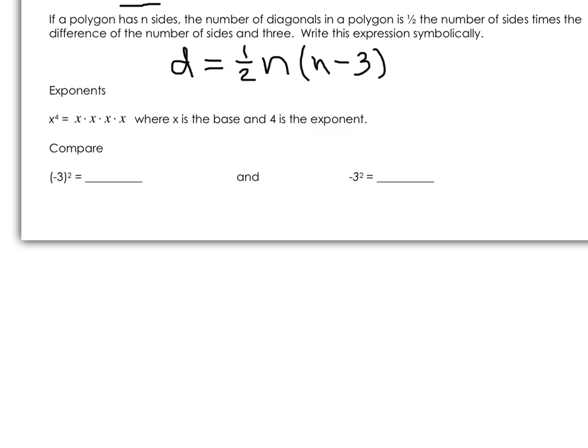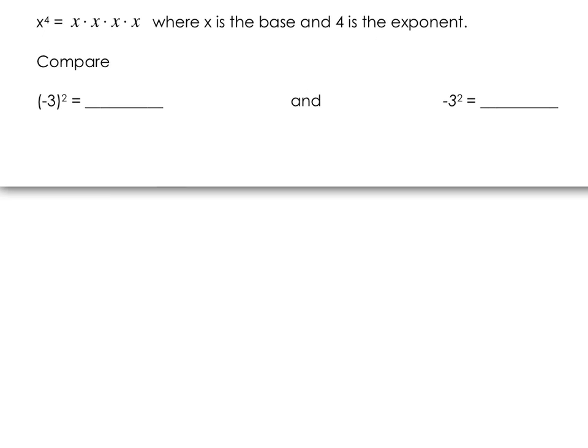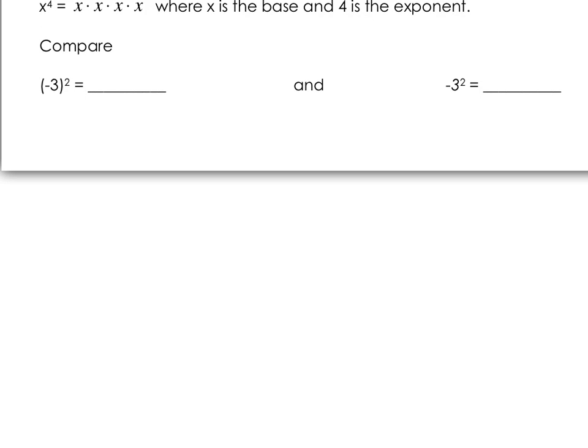What about exponents? If you have x to the fourth, that means x times x times x times x. X is the base and 4 is the exponent. So let's compare these two problems here. If you have negative 3 squared, that means negative 3 times negative 3. That's a positive 9.